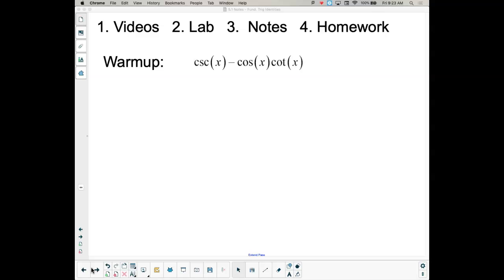Okay? So let's start with this wonderful warm-up problem here for you. Go. Side note, it might help to have your pink sheets out.